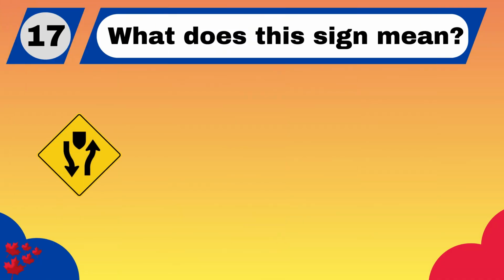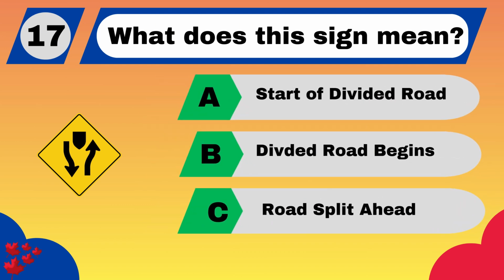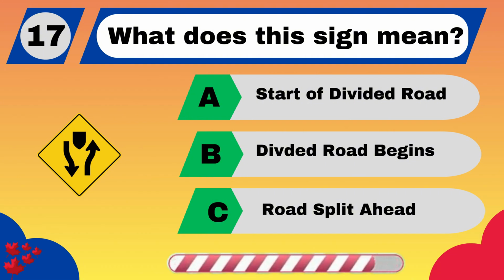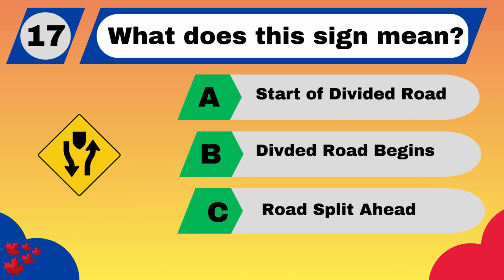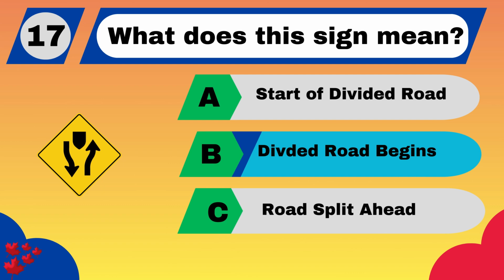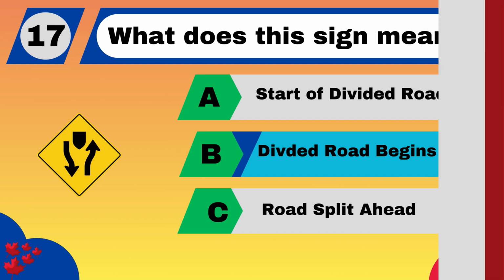Question 17. Can you identify this road sign? A. Start of divided road. B. Divided road begins. C. Road split ahead. You're right. B. This sign indicates that a divided road begins.